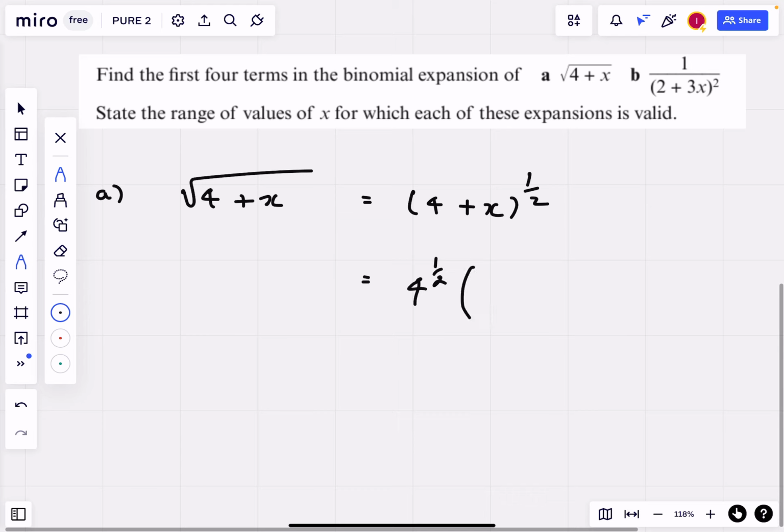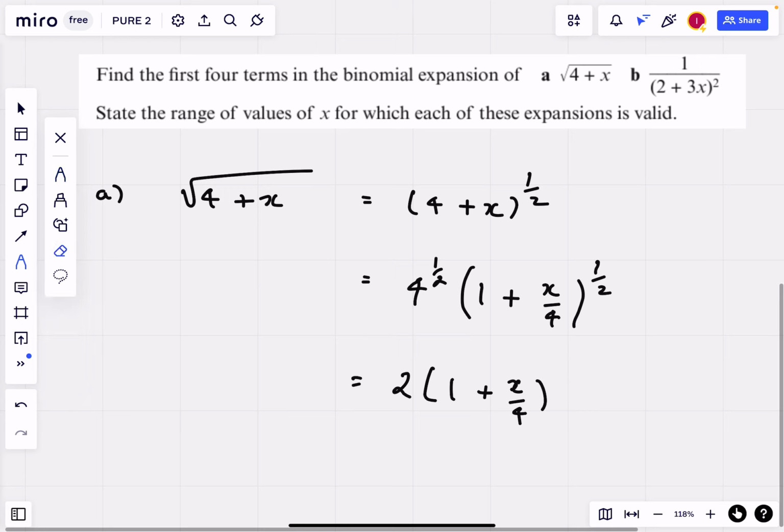And now, inside my bracket, I'm going to have whatever's left: 1 plus x over 4 to the power of half, because I've factorized out the 4, I'm left with x over 4. Okay? What is 4 to the power of a half? 4 to the power of a half is the same as root 4, which is 2. So 2 times 1 plus x over 4 to the power of a half.